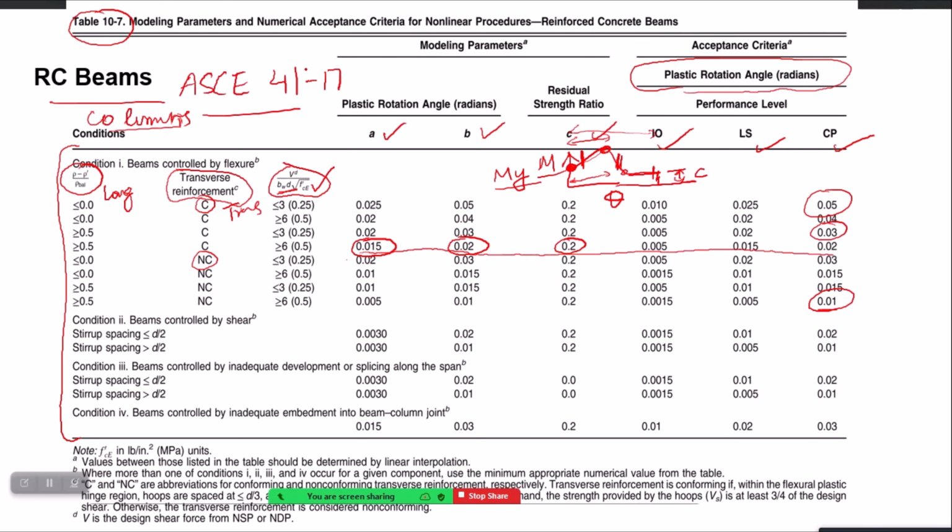Another thing you should keep in mind is that all of those first set of inputs are for beams which are controlled by flexure. But there can be beams which are controlled by shear, and then by inadequate development or splicing, and finally by inadequate embedment into beam column joint. So if you have, for example, a condition 4, in that case no other input is required, you can directly use the last column. But if you have a beam controlled by flexure, then you can go into the details of these three parameters.